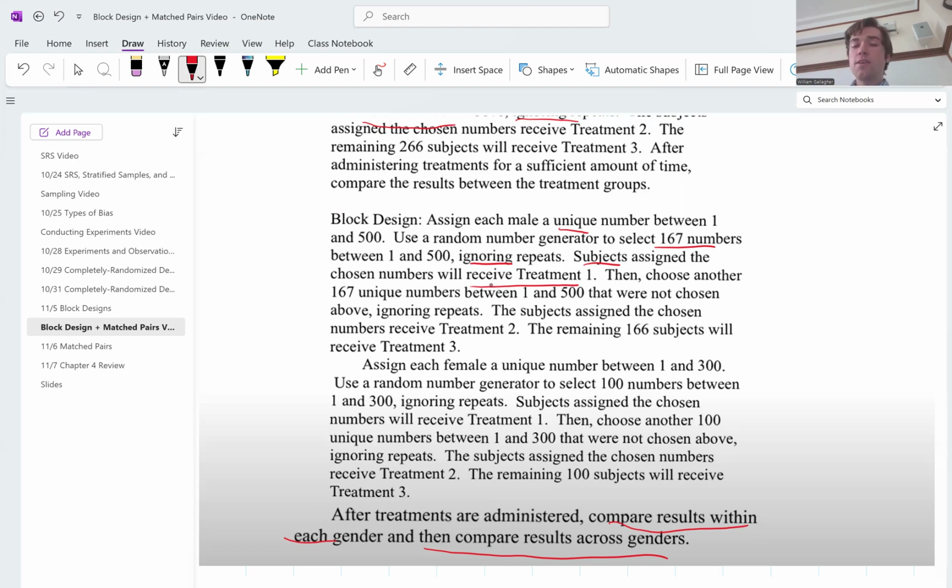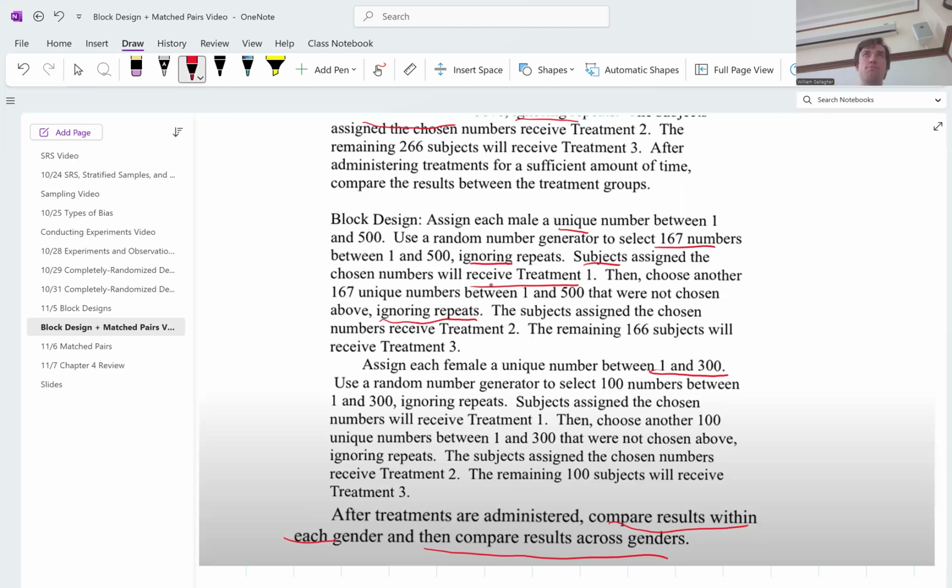That were not chosen above, we ignore repeats. The subjects assigned the chosen numbers receive treatment 2. The remaining ones get treatment 3. And then we do the exact same thing with the females, except there's 300 numbers. So it's 100, 100. Okay.